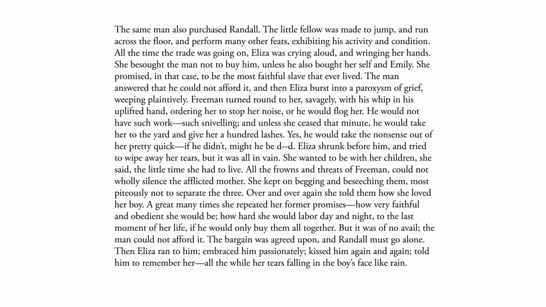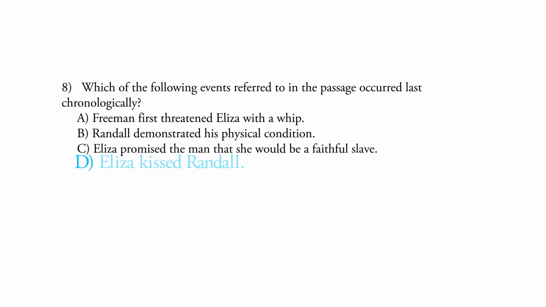So at the end is the part where all the while her tears fall on the boy's face like rain. And then if we go one line back, we see, "Then Eliza ran to him, embraced him passionately, kissed him again and again." Oh, okay. So the last thing was Eliza crying and then kissing him. Thus, choice D, Eliza kissed Randall, is the best answer.